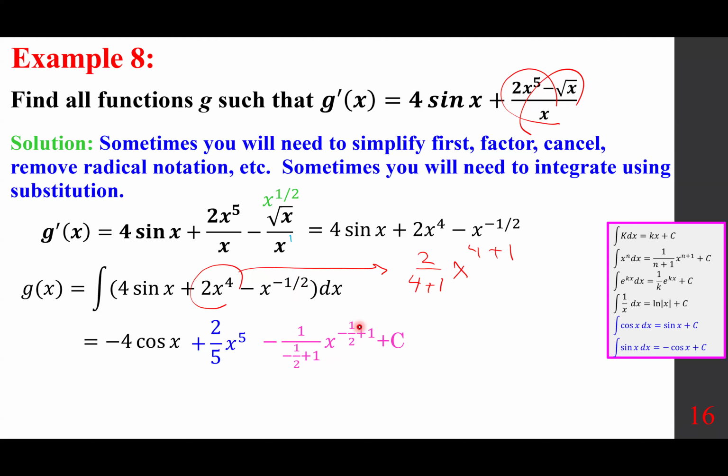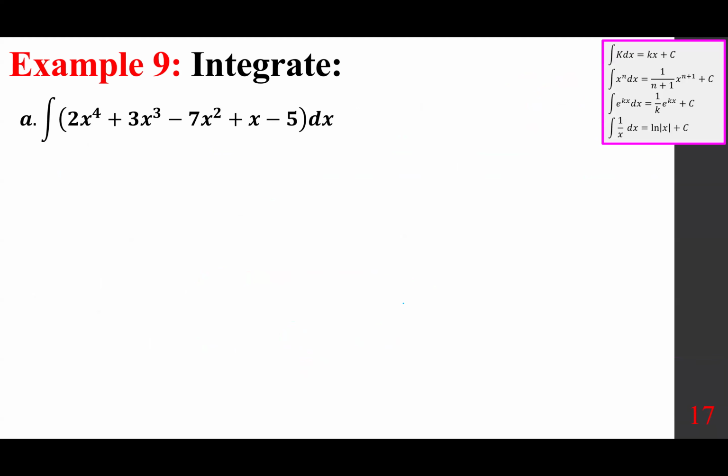As you know, negative 1/2 plus 1 is positive 1/2. And so this is minus 2. And x to the power of 1/2 is square root of x. And that's the final answer: minus 4 cosine x plus 2 over 5 x to the power of 5 minus 2 square root of x plus c. Very straightforward, everybody. Each and every one of the terms here is going to use the power rule.